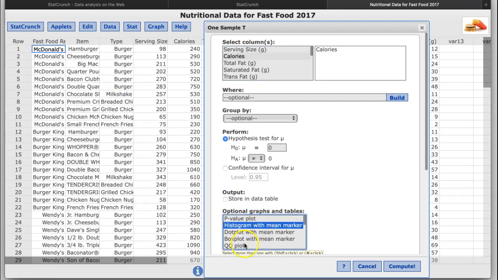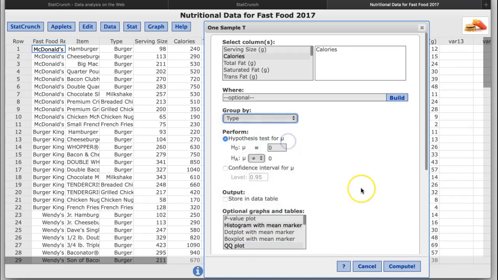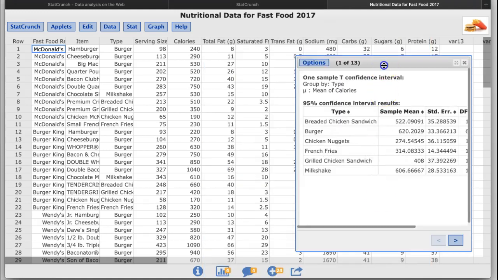So I'm going to do that, and I'm going to do by type. That way I get a confidence interval for each type. And I want a 95% confidence interval. Okay, so we go ahead and compute. And here we go.